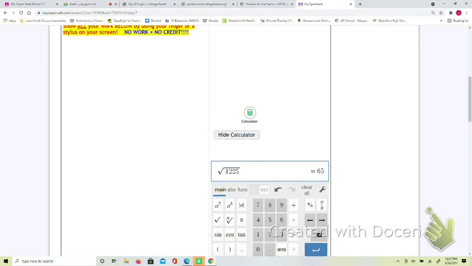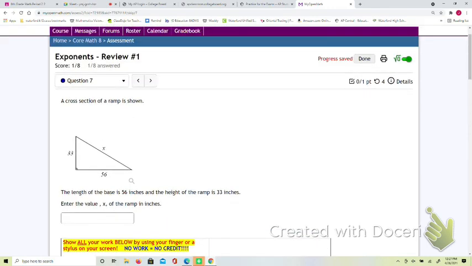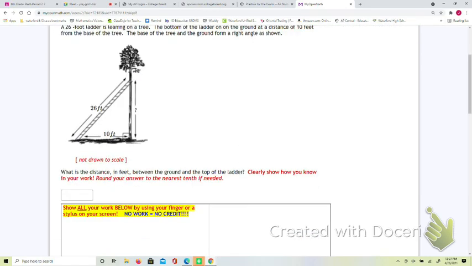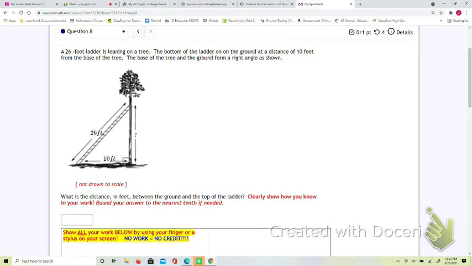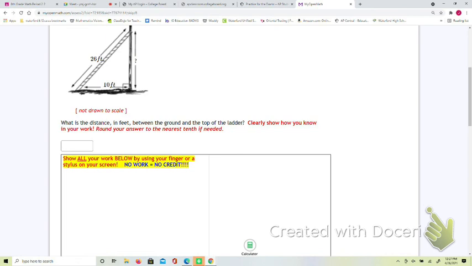All right, last one. Number 8. A 26-foot ladder is leaning on a tree. The bottom of the ladder is on the ground at a distance of 10 feet from the base of the tree. The base of the tree and the ground form a right angle as shown. Okay, so everybody draw the triangle in your work area. We have the 26 here, the question mark here, and the 10 here.